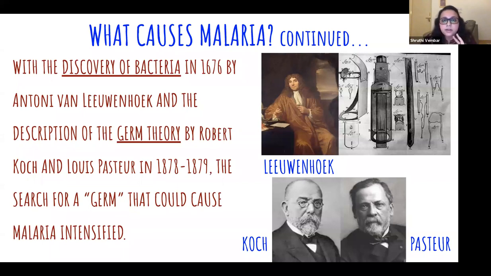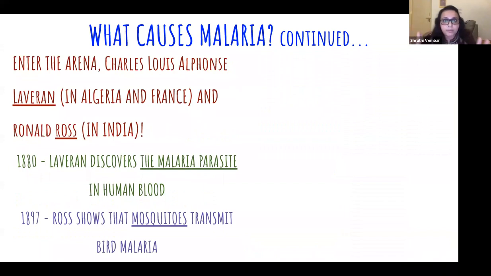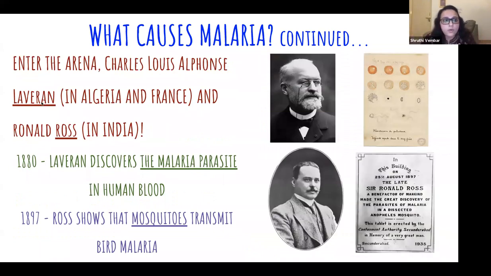So if nothing else, the two people I really want you to remember from this talk are Charles Louis Alphonse Laveran and Ronald Ross. These people were actually working independently. Imagine one of them is in Algeria, which was at that time a colony of France. And then Ronald Ross is actually a Scottish person, but he was raised most of his life in India. All he knew was India. He was also a physician, and he was working in India at that time. So India really does play quite an important role in the discovery of what causes malaria.